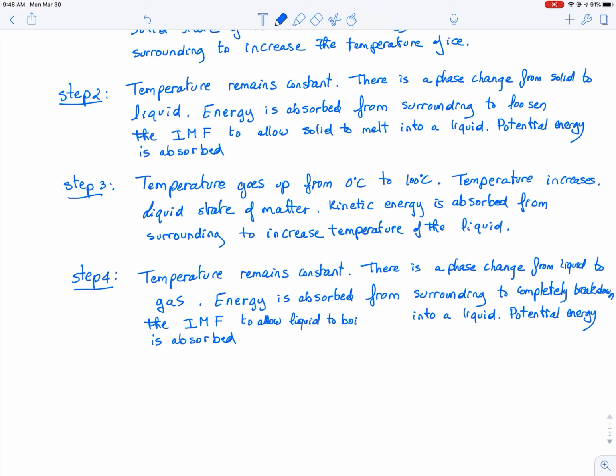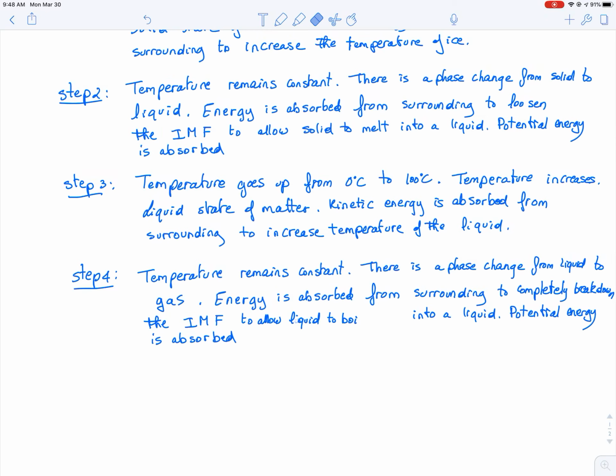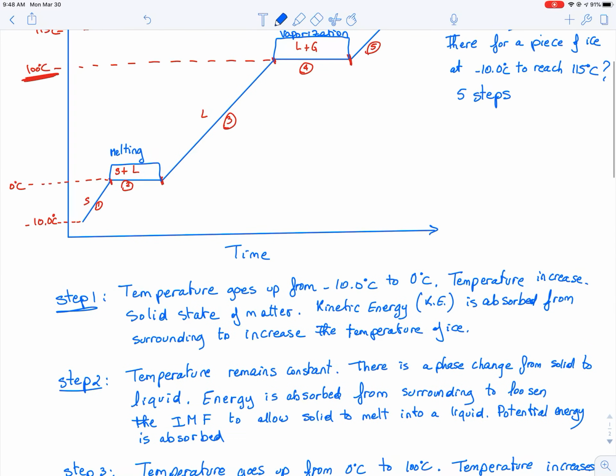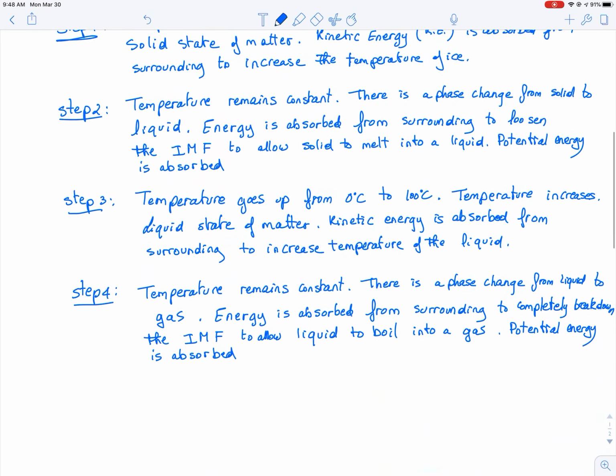To allow liquid to boil into a, what now? A gas. Potential energy is being absorbed. And it's true, because I don't have a temperature change. The temperature is constant. So in that case, the energy that is absorbed is in the form of potential energy.